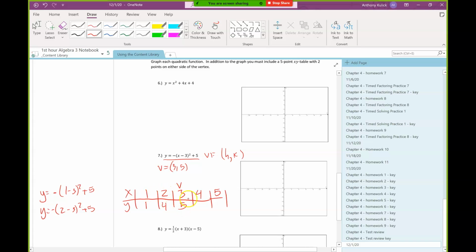Because I've picked my x's so that they're symmetric to the vertex, notice that all the x's are 1 unit apart. I know these other y-coordinates are going to be symmetric also, so I can just fill those in. You could alternatively just continue plugging them in like I had done for the previous 2, if you weren't sure about whether it would be okay to do that. So now I just need to plot my points.